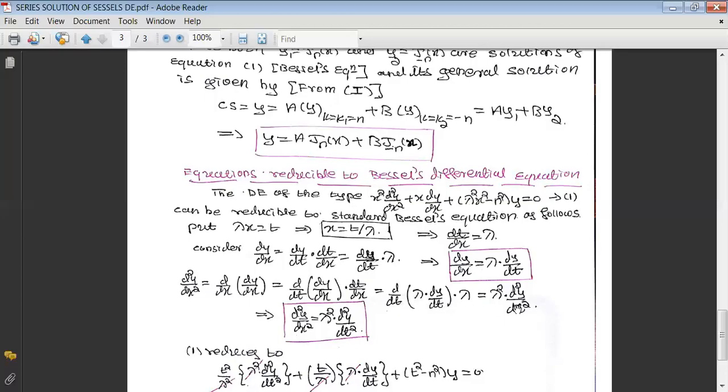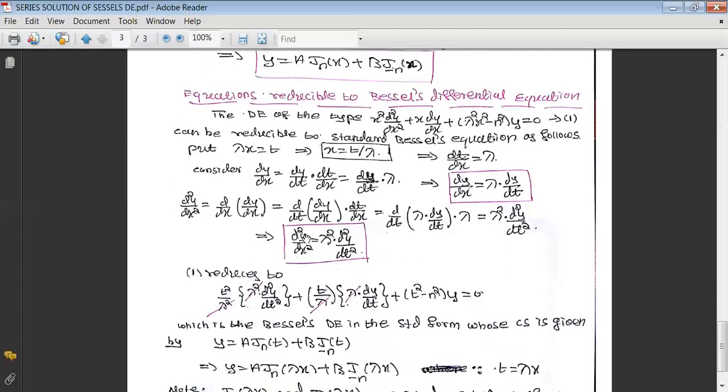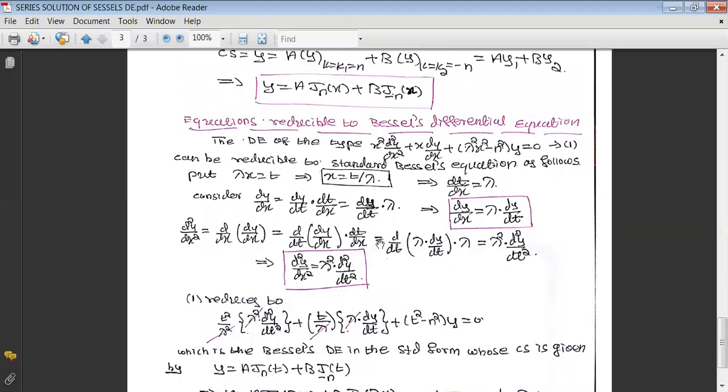Derivative of the first derivative is going to be second derivative. In this case, it is with respect to t. That's why we can write it as d square y by dt square. Therefore, we find finally d square y by dx square equal to lambda square into d square y by dt square. Now let us substitute these values in equation 1.